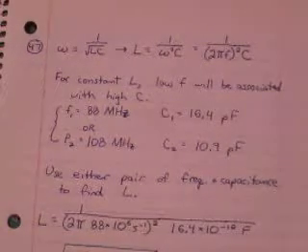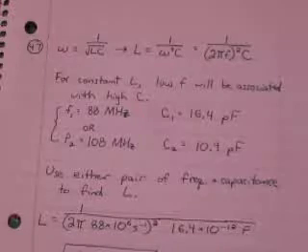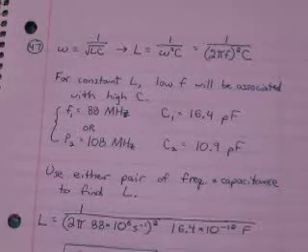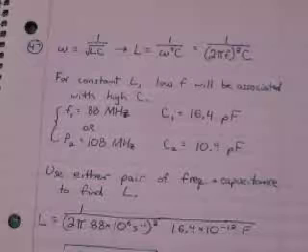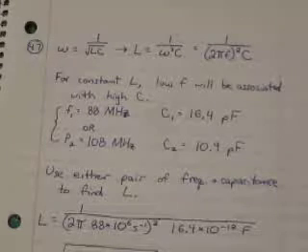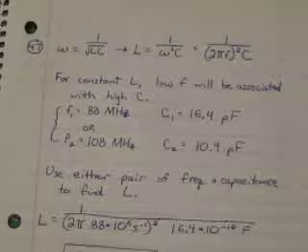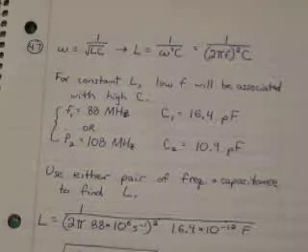Number 47. The FM radio band covers the frequency range 88 to 108 megahertz. If the variable capacitor in an FM receiver ranges from 10.9 picofarads to 16.4 picofarads, what inductor should be used to make an LC circuit whose resonant frequency spans the FM band?